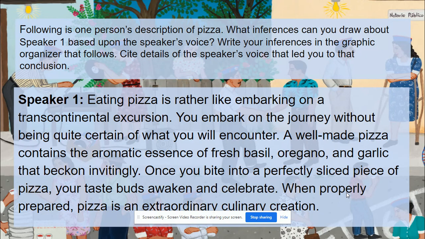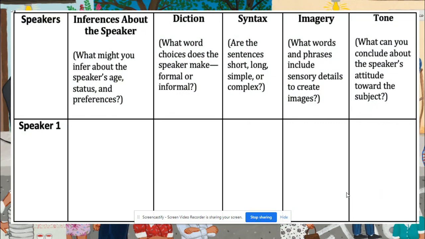And maybe also travel. They're definitely someone who has traveled a lot because they use traveling as an analogy for eating pizza. They talk specifically about aroma, about using fresh herbs and specific herbs, extraordinary culinary creation. So, all of these things might make us infer that this person talks about food a lot in some type of way, either for a hobby or professionally.